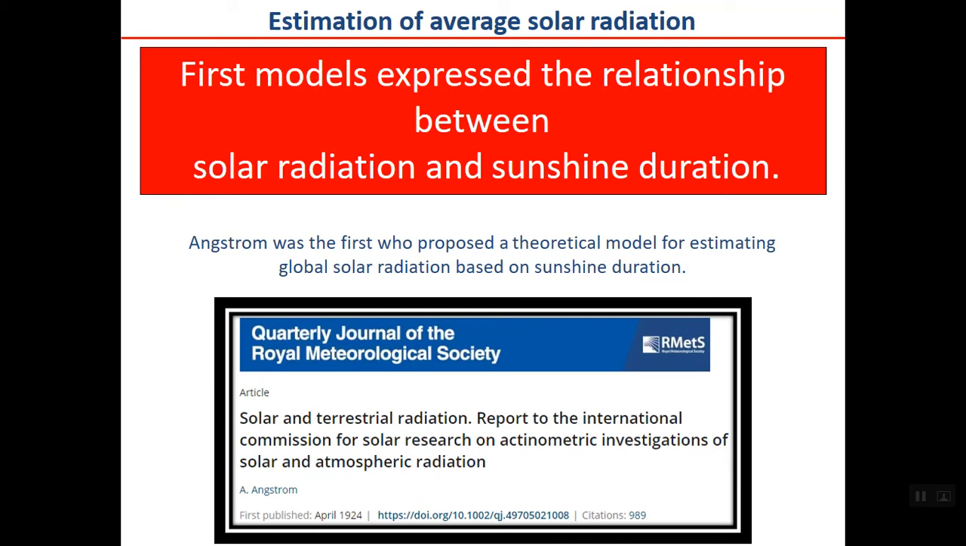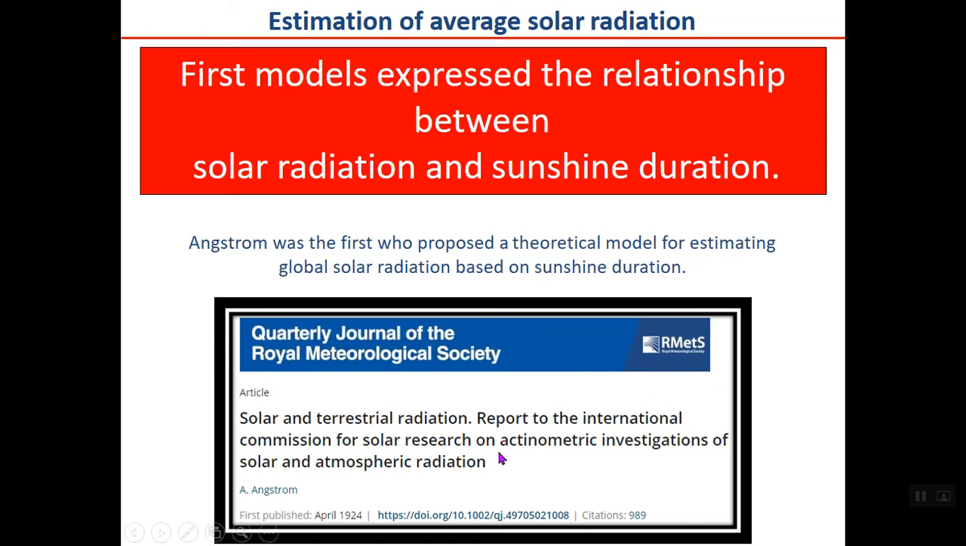The first models for modeling solar radiation express the relationship between solar radiation and sunshine duration, because the sunshine duration, as I explained just now, is available generally for most parts of the world. And Angstrom was the first who proposed a theoretical model for estimating global solar radiation based on the sunshine duration. You can see here at the bottom of the page the original paper by Angstrom, which goes back to April 1924. This is a very old paper, in Solar and Terrestrial. Terrestrial, you may remember, means on the Earth, or considering the effect of atmosphere.